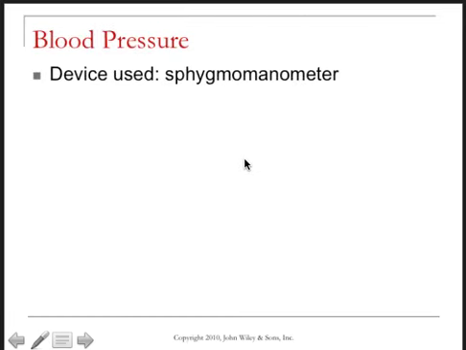We can also measure the blood pressure, and the reason that it's important to measure your blood pressure is to detect whether or not your blood pressure is on a consistent basis either too high or too low. The device that we use here is called a sphygmomanometer. And we generally use it on the brachial artery. That's the artery in your arm, your upper arm.